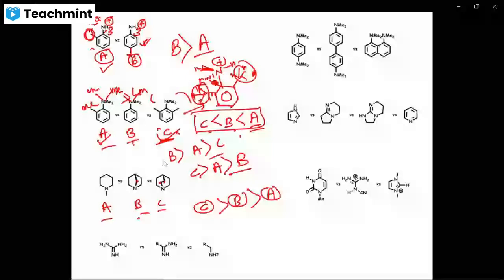B will be most basic, right? The order will be B, then C, then A. So in this case, the main thing is the directional property of the nitrogen lone pair. In which case the directional property of the nitrogen atom is more directed towards the proton, there the basicity will be highest, and as the directionability decreases, it will be low.